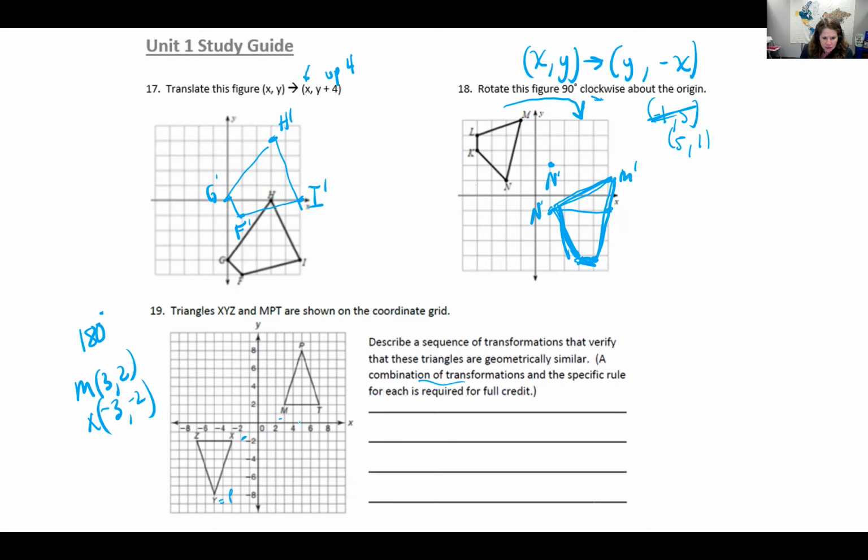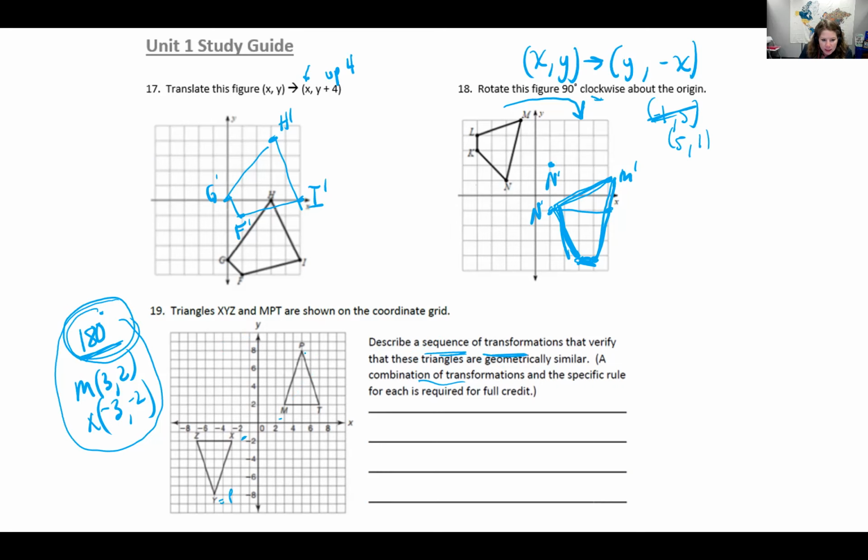So it looks like it's only been rotated 180 degrees. Okay. So if it was only one transformation, this would be the answer, 180-degree rotation. But since it says a sequence, that means we have to do at least 2 things to it. So even though that would be a good answer, like I said, if there was just one transformation.